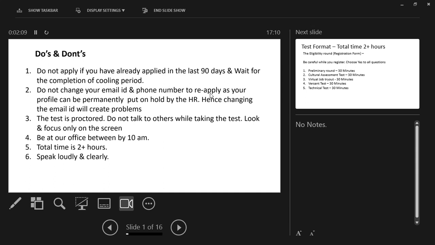The third point is the test is proctored. So someone in the background is monitoring the test. You should not talk to others while you take the test. Just look and focus only on the screen. Be at our office by 10 a.m. in the morning. The total time for the test is 2 plus hours. There are different modules, and I'm going to cover them shortly. And you should speak loudly and clearly while taking the test.